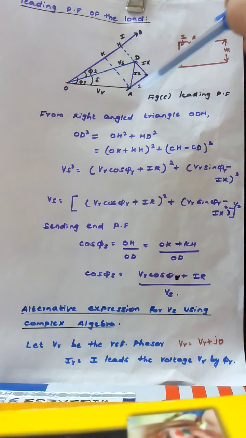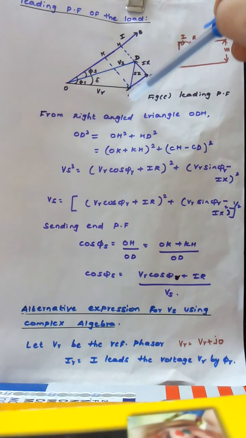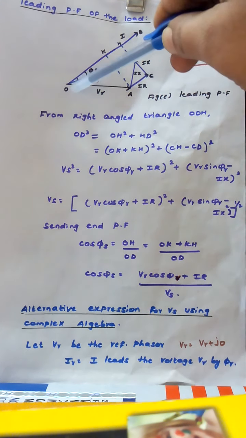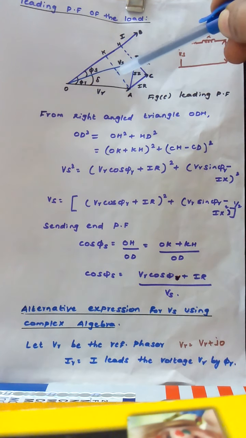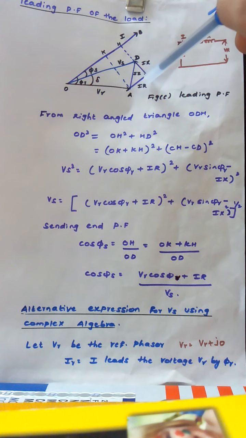If you add this resistive drop and the inductive drop, you will get the total impedance drop, which I represent by AD. So that is your IZ. Now we have to draw VS. To find VS, it is VR plus this IR drop plus I into X, that is the reactive drop. If you add them, we'll get your VS. Here this is your VR and this is your IZ. If you add them, we'll get VS. So VS is equal to VR plus I into Z.